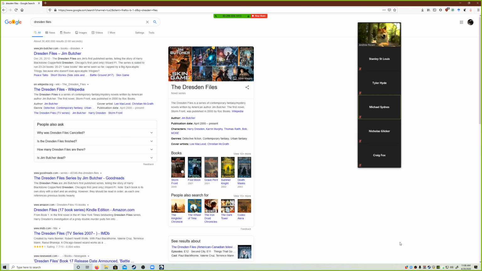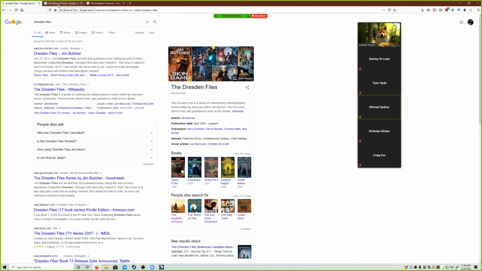Okay, so yeah, Dresden Files, awesome book series. Read it if you haven't. If you need more stuff to read, if you're a big fan of this, it's urban fantasy, so basically fantasy but taking place in modern day.